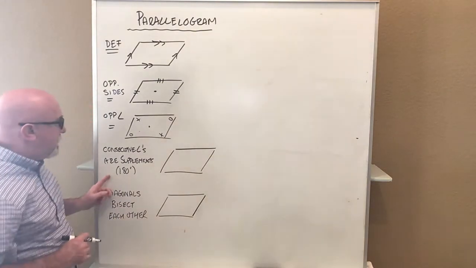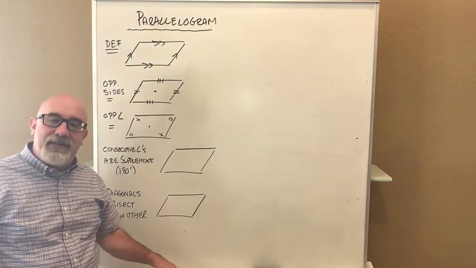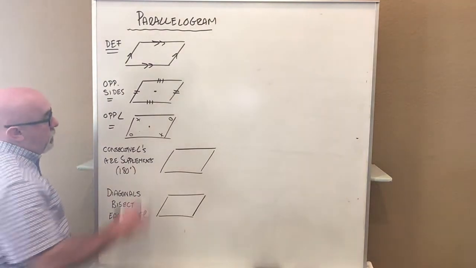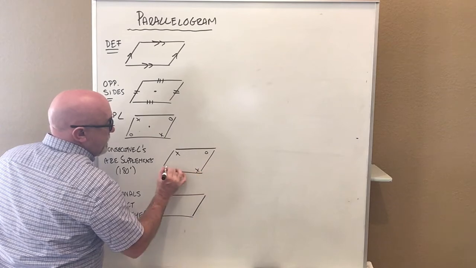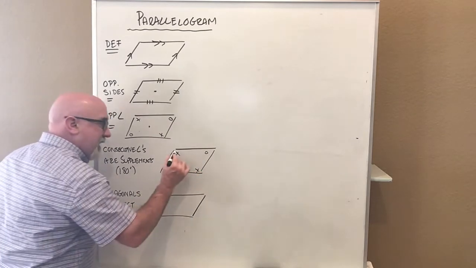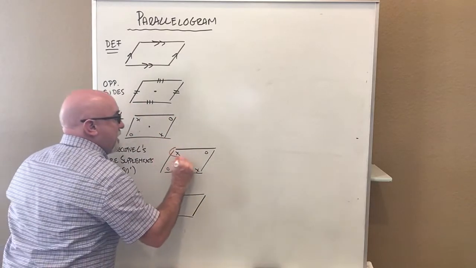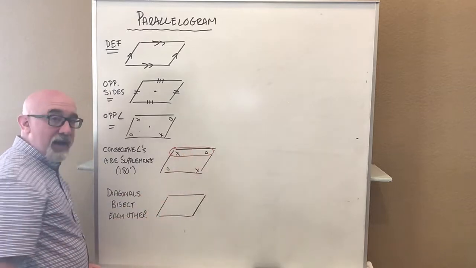The next one's a little tricky for some students to understand what it means. It says consecutive angles equal 180. Now, from this diagram, let's write that down. What we already know is this. What consecutive angles means is the two that are next to each other. So it's telling us that these two add to 180.